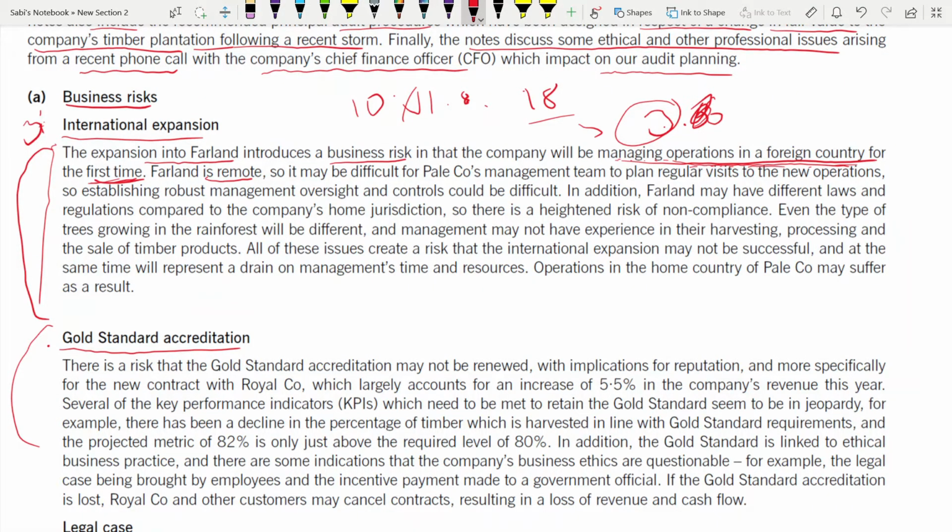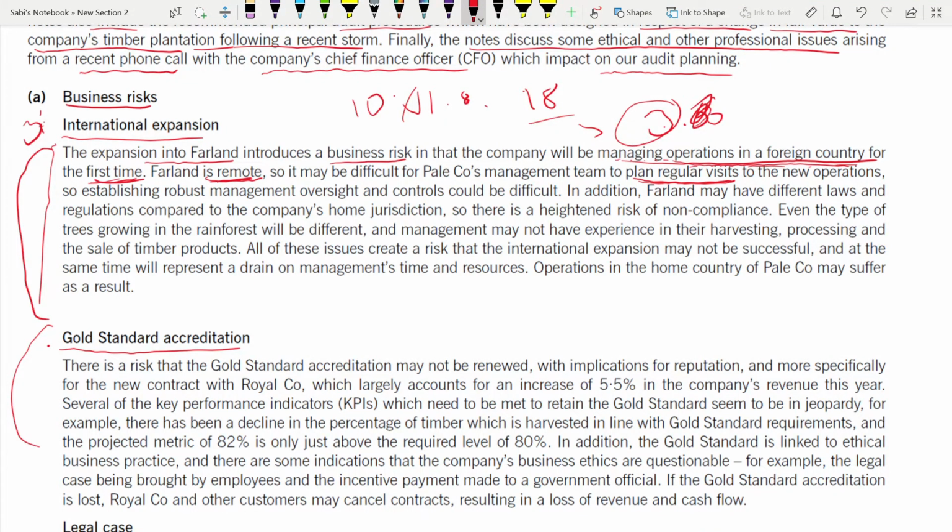Because you are managing for the first time. Now let us go to the second thing. Okay. Farland is removed, so this may be difficult for payroll company's management team to plan regular visits. Another thing. So this is why people say audit is hard, because they just told remote, but you need to use your creative mind to think that it will be hard for the managers to go for regular visits and all. You need common sense here more than audit knowledge, right?